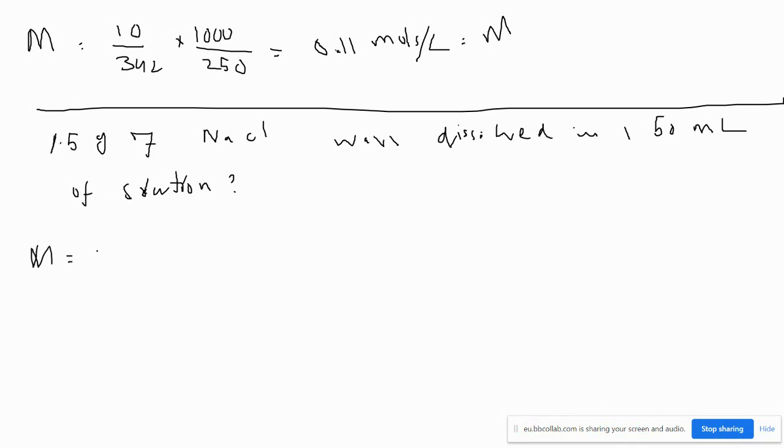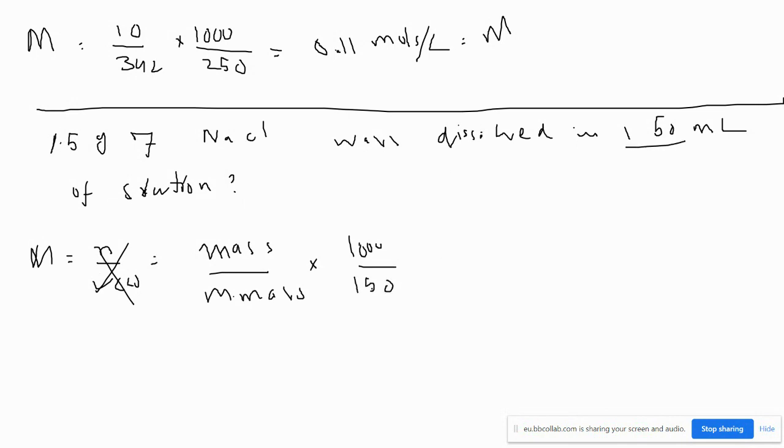So I will use the molarity formula. The molarity formula is N divided by volume in liters, but I changed it here. I will write the other formula which we solved: mass divided by molar mass, multiplied by 1000 divided by volume in milliliters. What is the mass here? 1.5 gram. Mass should always be in gram. If it is in milligram or kilogram, you must change into grams.